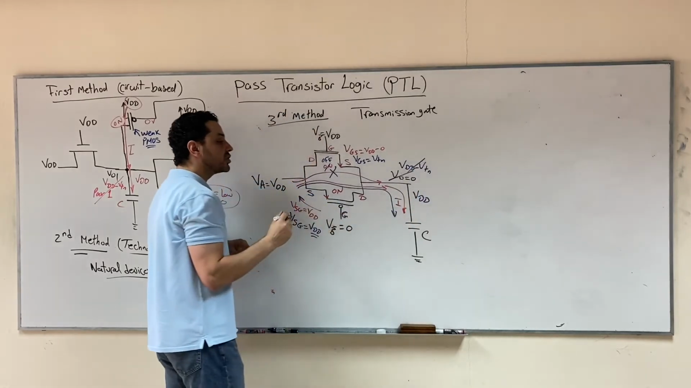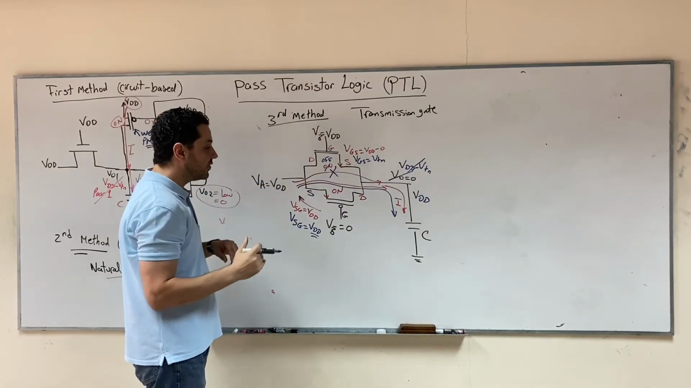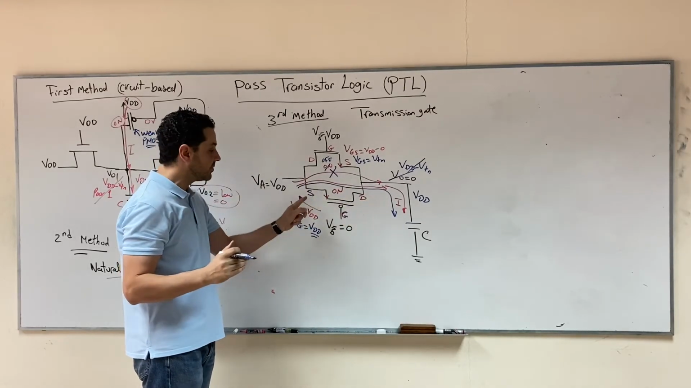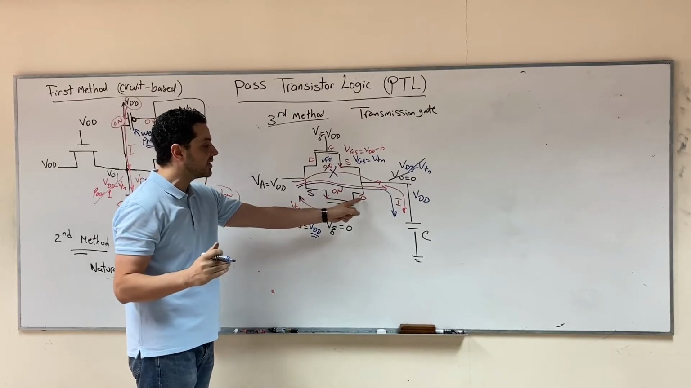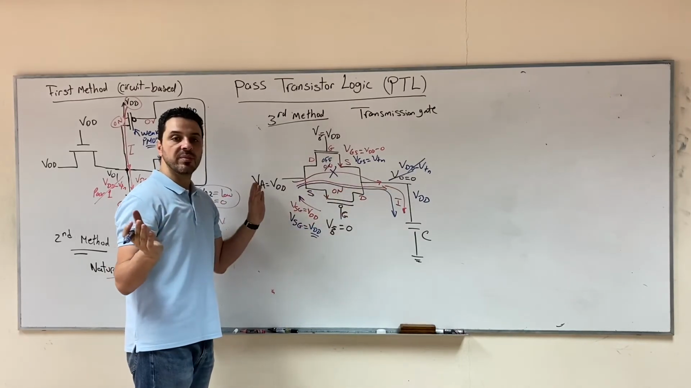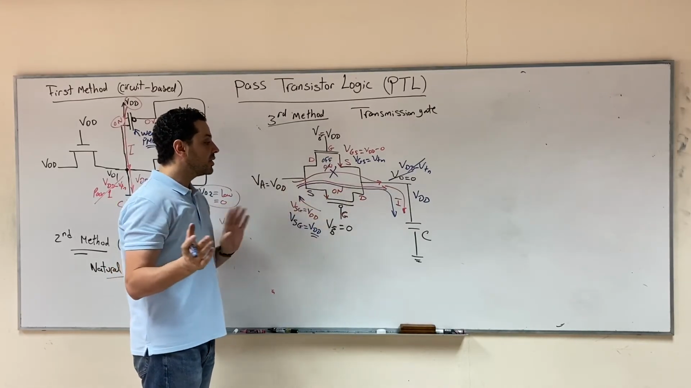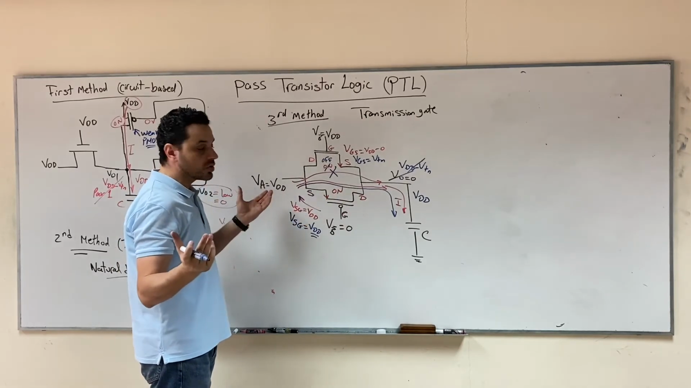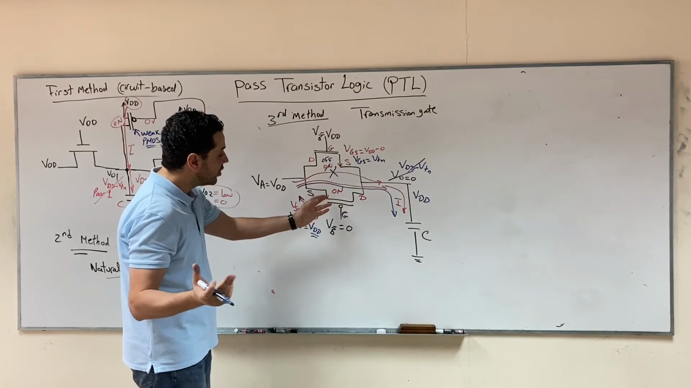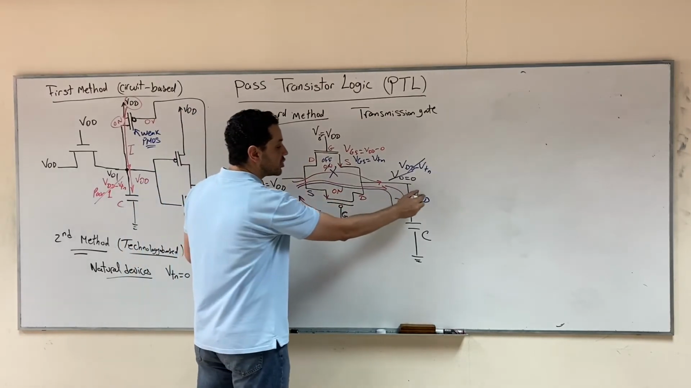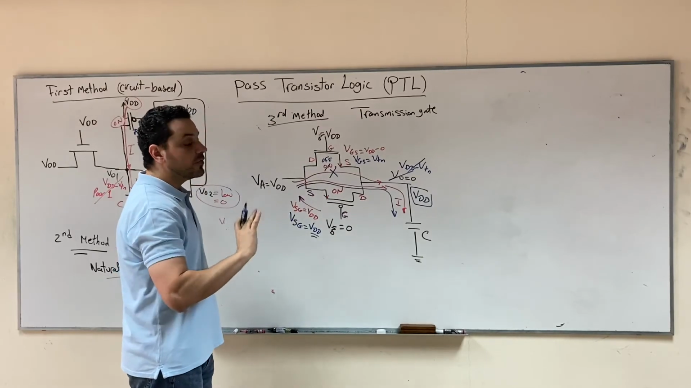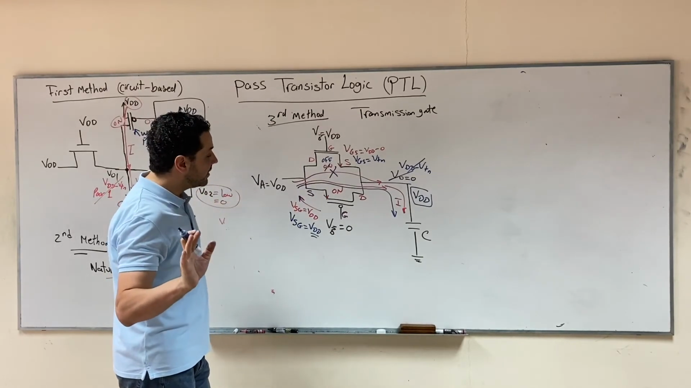So the capacitor will be allowed to charge up to VDD, and once it reaches VDD, there will be no current in the PMOS, because the source is already connected to VDD and the drain will be VDD. So there will be no current flowing through the PMOS. VGS will be 0, or VSD will be 0. So there will be no current anymore in the PMOS, and the capacitor will stop at VDD. So the capacitor will charge up to VDD, and the poor 1 problem disappears.